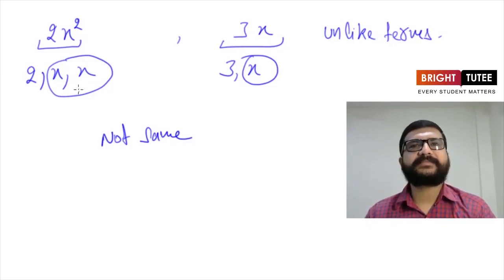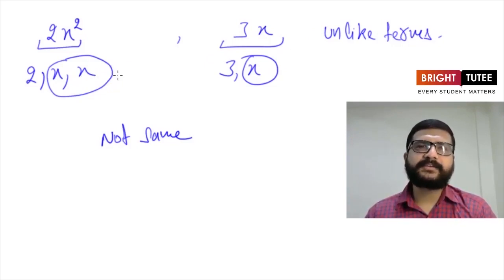So for checking whether the terms are like or not, what do we have to check? We just have to check whether their algebraic factors are exactly the same or not. They should have the same variables, and the number of times a variable appears should also be the same.